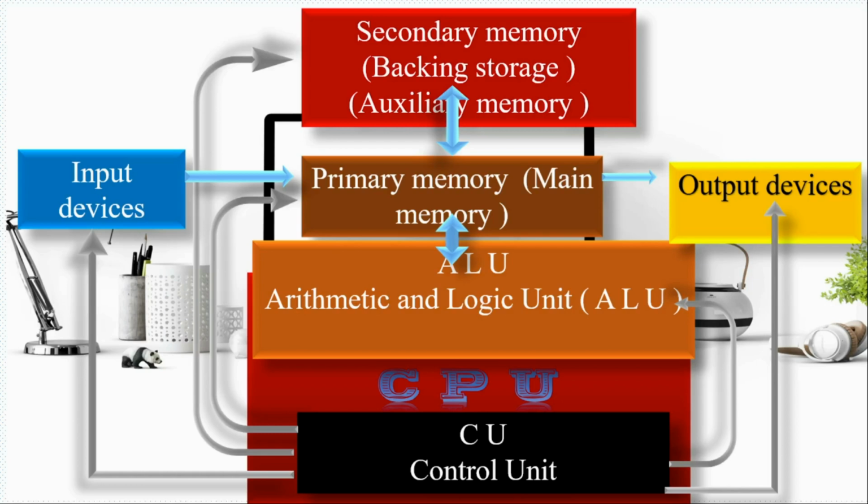Next one is the CPU, Central Processing Unit, which consists of two subsystems, ALU and CU. ALU means arithmetic and logical unit and CU means control unit. The ALU does all the arithmetical and logical calculations. The CU, control unit, controls the input device, the arithmetic and logical unit, and also primary memory, secondary memory, and output devices. Everything is controlled by the control unit.